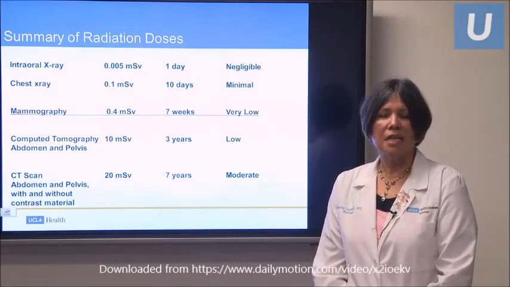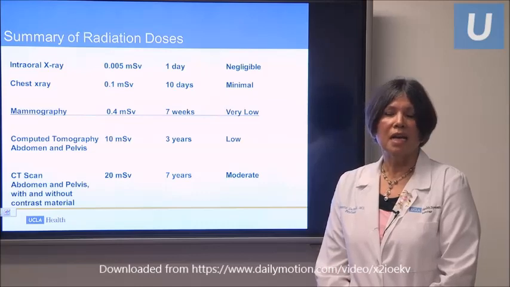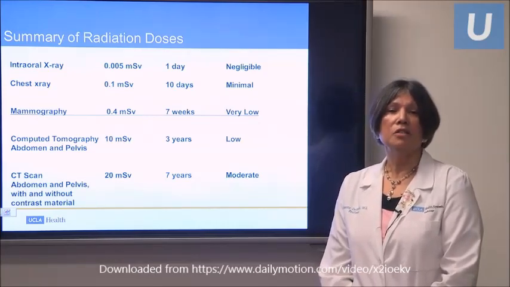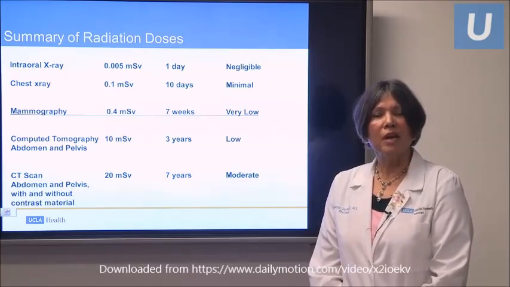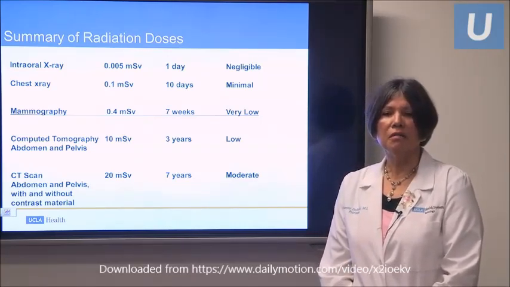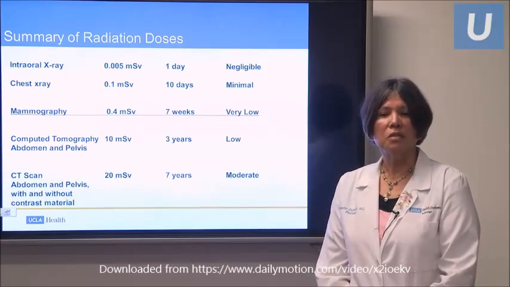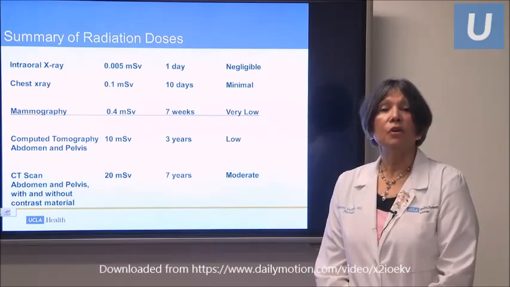if you have a dental exam, it's equal to about 1 day of natural background radiation, and that's considered negligible. A chest x-ray is equal to about 10 days of natural background radiation, and that's considered minimal. Mammography is about 7 weeks' worth of background radiation and is considered very low.